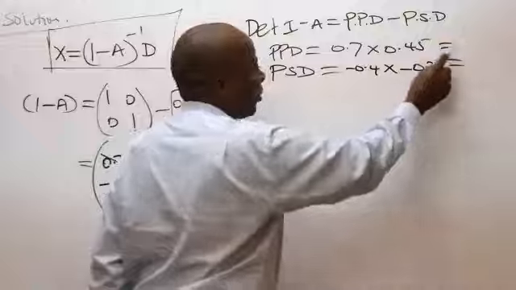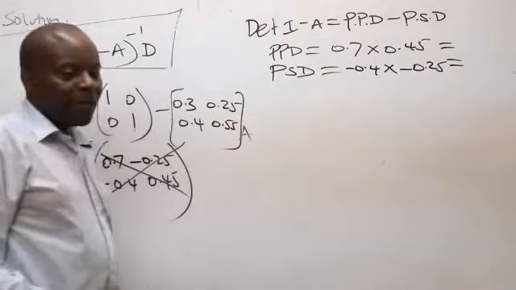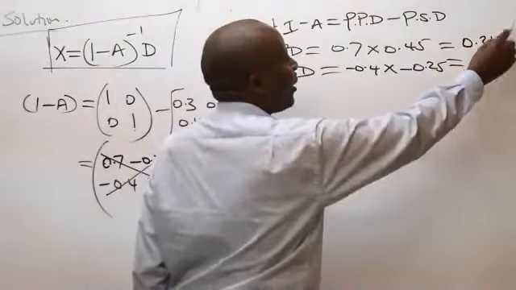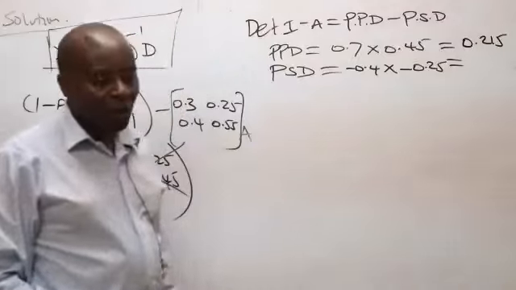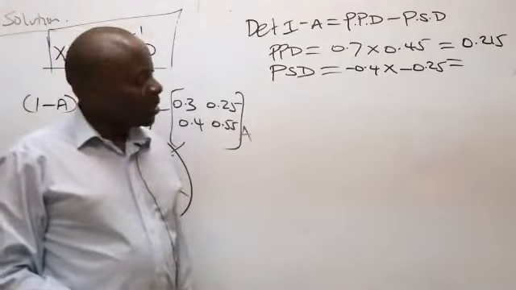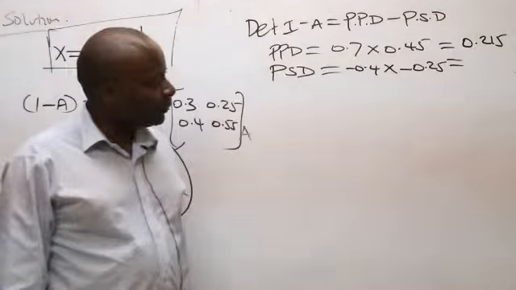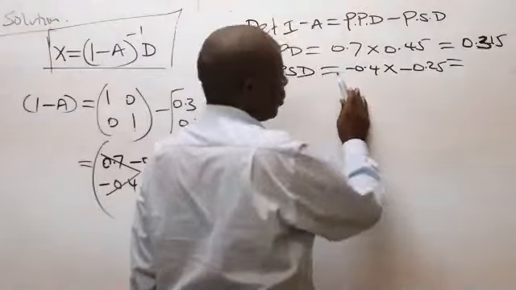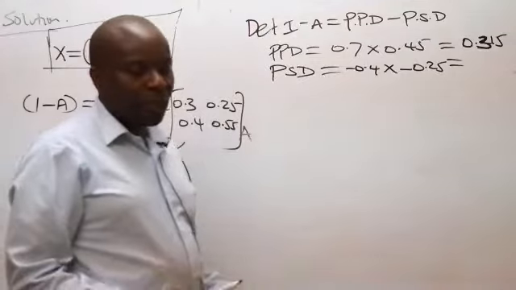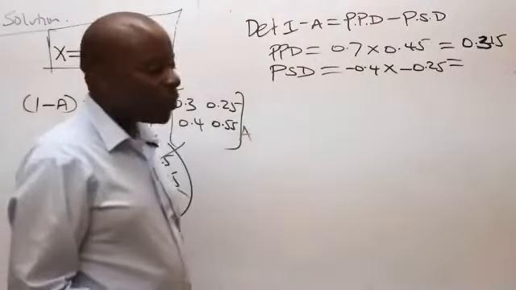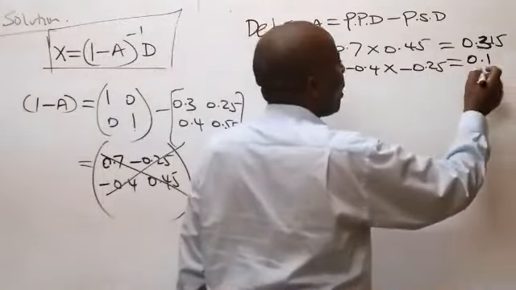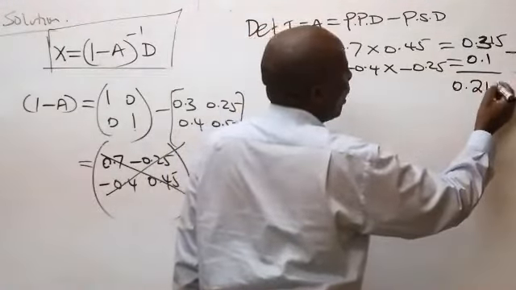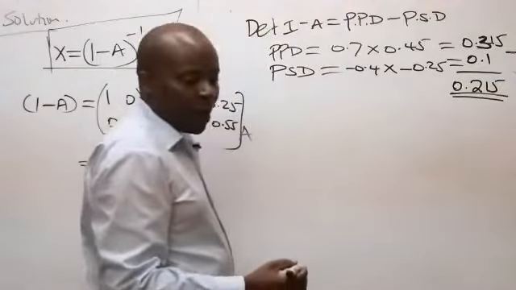Could you kindly give me the product of the primary diagonal? Somebody is telling me 0.315. Thank you very much. How about the product of the secondary diagonal? According to Fatma, it is 0.1. So you're supposed to subtract the two. When you subtract the two, you are getting 0.215 like that.